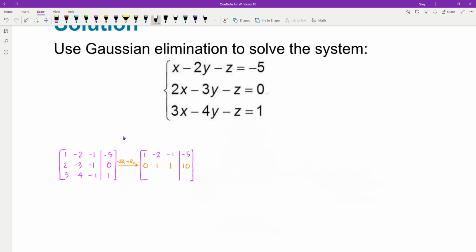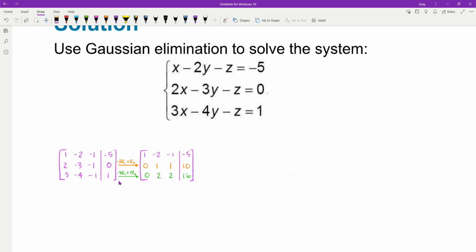Now I'm going to go to my bottom row. This time I'm going to replace row 3, so that's what we write second, and I'm going to multiply row 1 by the opposite of 3, and that, of course, is -3. So -3 plus 3 is 0. Then -2 times -3 is 6. 6 and -4 give me 2. -3 times -1 is +3. +3 and -1 is 2. And then -3 times -5 is 15. And 15 plus 1 is 16.